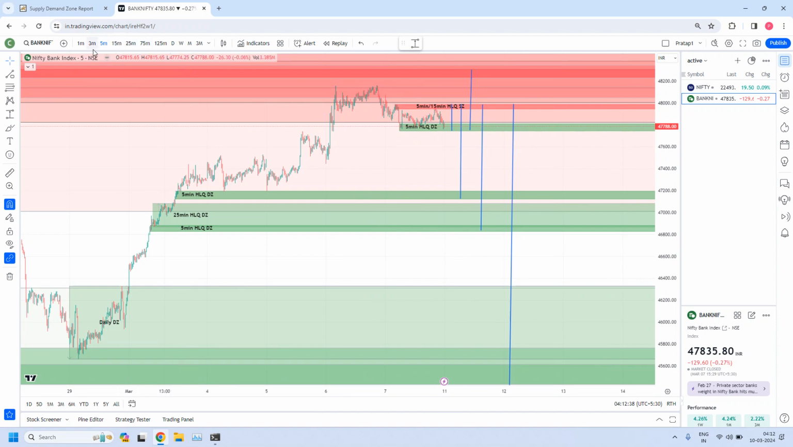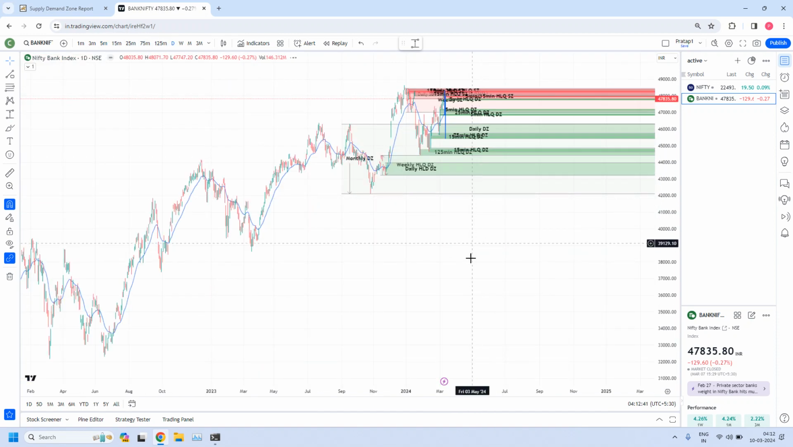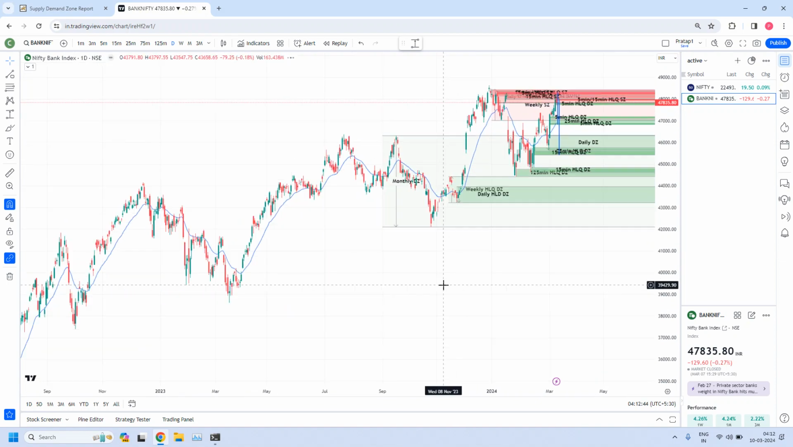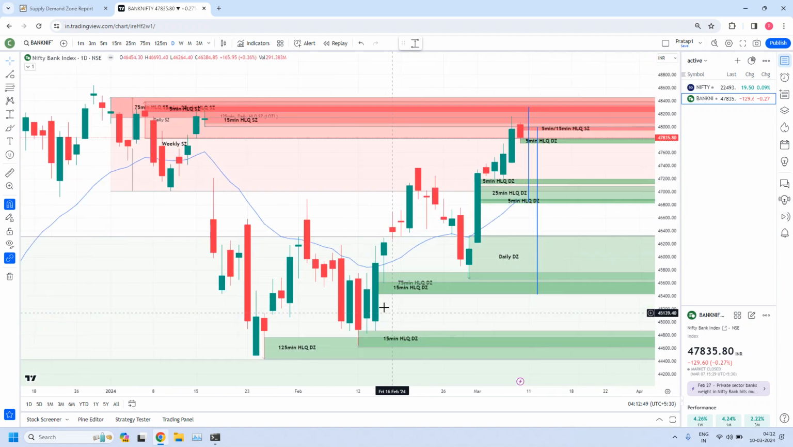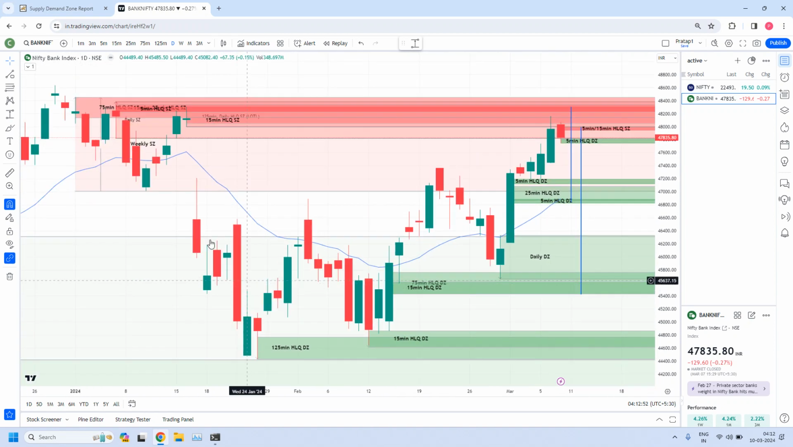Now let's go to the daily time frame. You will get clarity. See here, completely these are supply areas. We have a weekly supply zone. Inside the weekly, we have a daily supply zone. Inside the daily, we have a 75-minute supply zone, and inside that a 15-minute supply zone. There is one more 75-minute supply zone here. Again, inside we have 15 minutes and 5-minute supply zones. Zone confluence. Everything is inside the weekly supply zone.